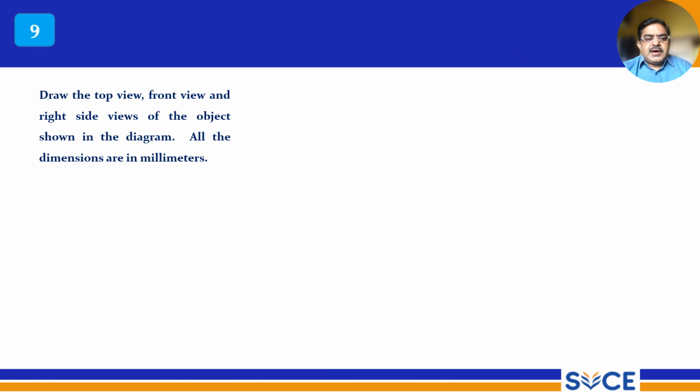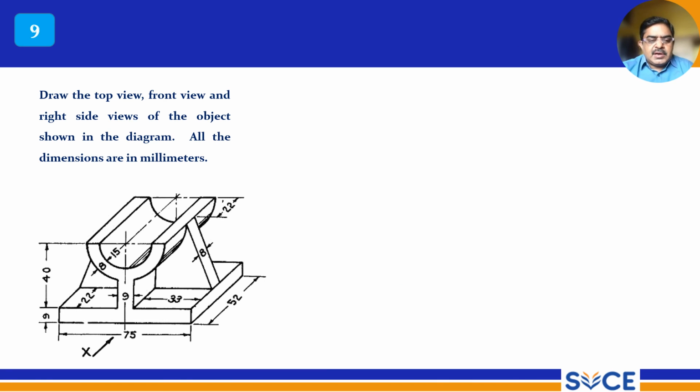Next we have another component. This is also a very important component. It appeared many number of times, right? So here front view is available, and the right side view is available, left side view is not available, and top view is available. So these three views we can easily draw, right?